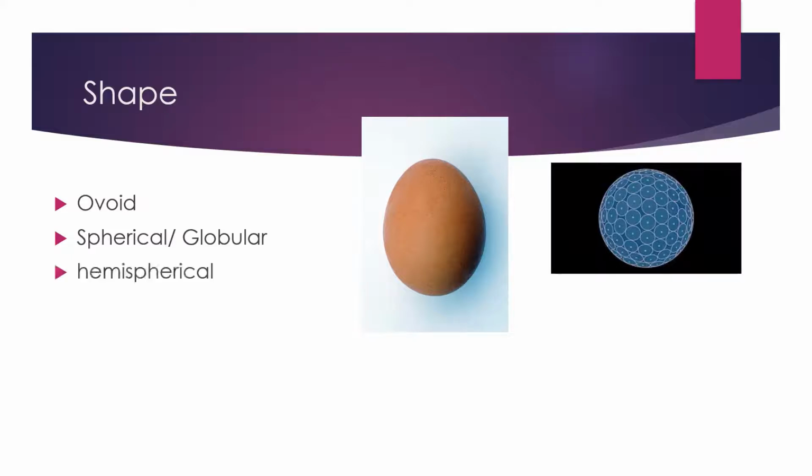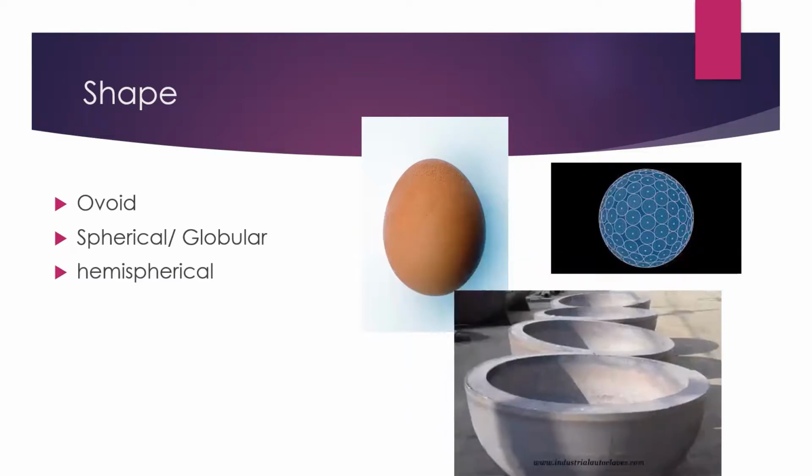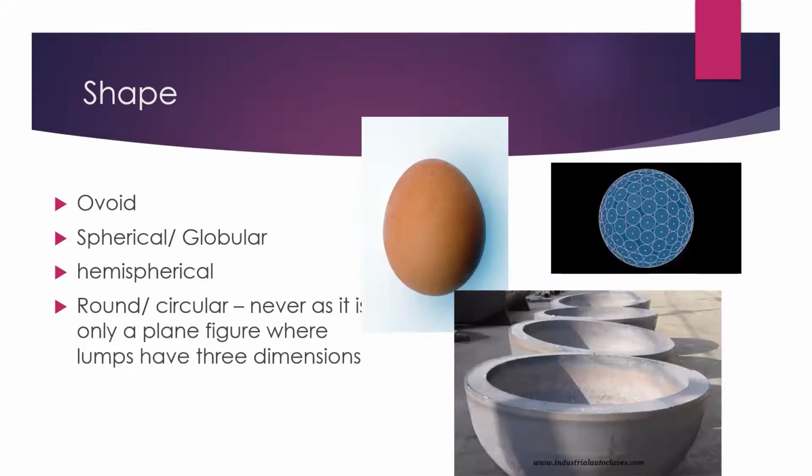Okay, it can be hemispherical. This is half of the sphere. Or it cannot be round or circular. Mind it that we cannot tell that the swelling is round or circular. You may tell that it is spherical, but a sphere is also round. No, we know the globe is a sphere and it is not round actually. It's like an orange. So a swelling cannot be round or circular because the swelling is a three-dimensional figure, but a round or circular thing is a plane figure.